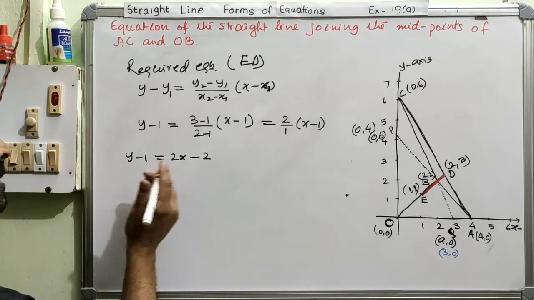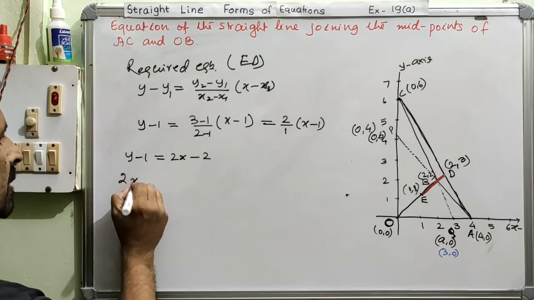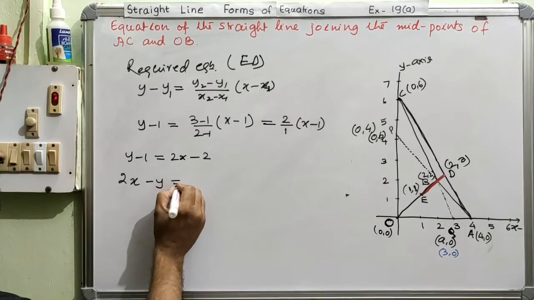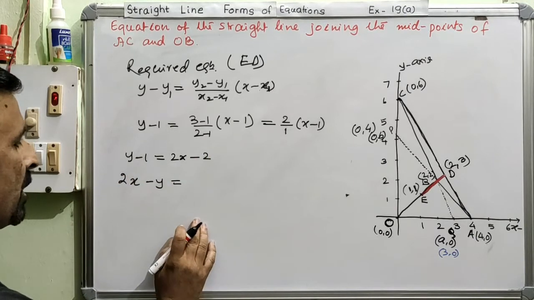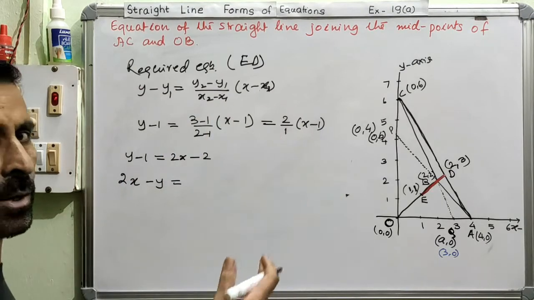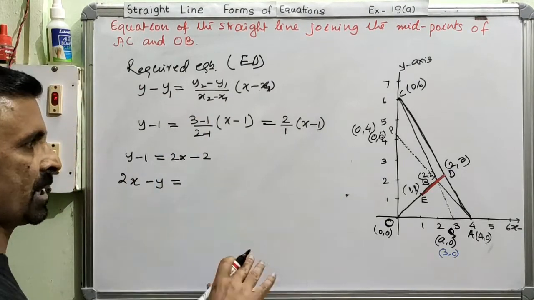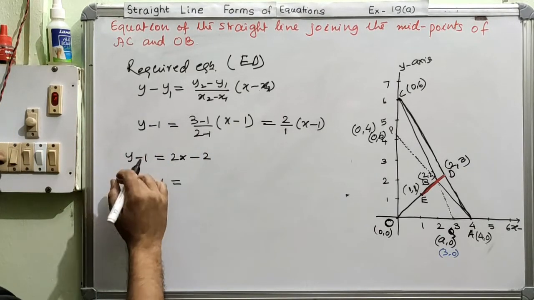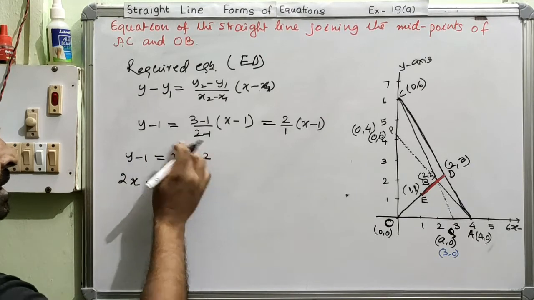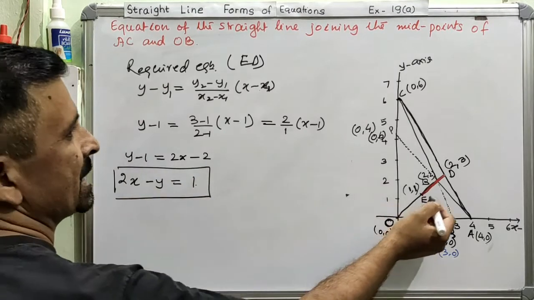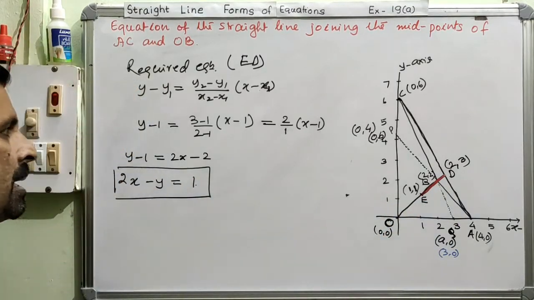Now take it all on one side. So this is 2x minus y, and this minus 2 I am sending to that side, right? You can write this equation finally in any way. Sometimes you can write all the terms on one side, or if you want you can write the constant on the other side. This time I am going to write the constant on the other side. So minus 2 goes to the left side, so it will become positive 2, and minus 1 is equal to 1. So this becomes the equation of your ED. Am I very clear? So this is your second part of this question.